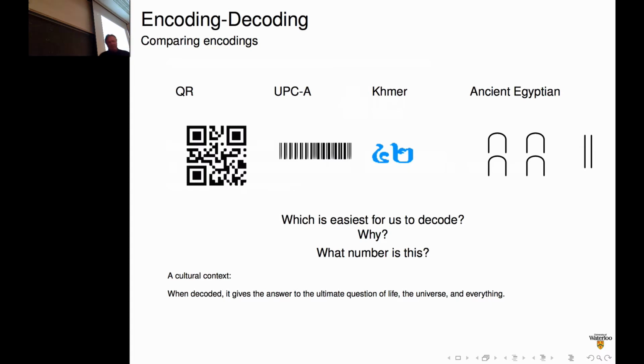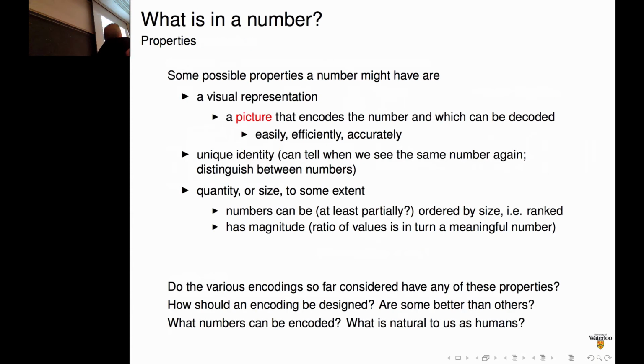And so if you think about this for a minute, you can think about what properties of a number we might encode. So a number, like what's in a number? What is it actually telling you about things? And what can you encode? So we're thinking about maybe we're going to have a visual representation, and that's a picture that encodes the number and which can be decoded, and has to be easily, efficiently, and accurately encoded and decoded.